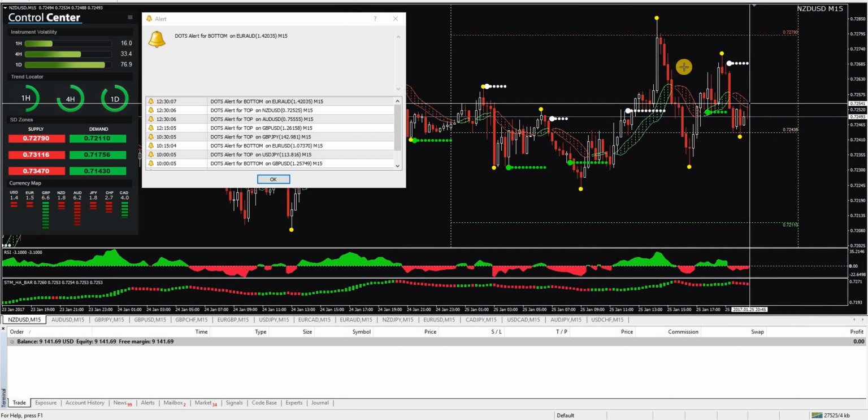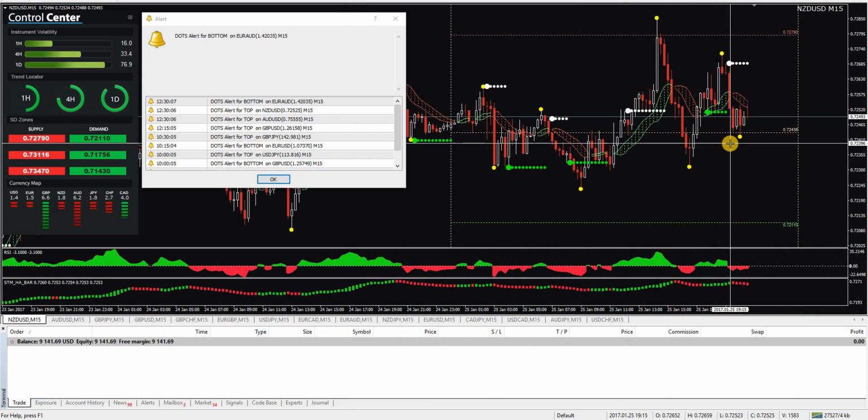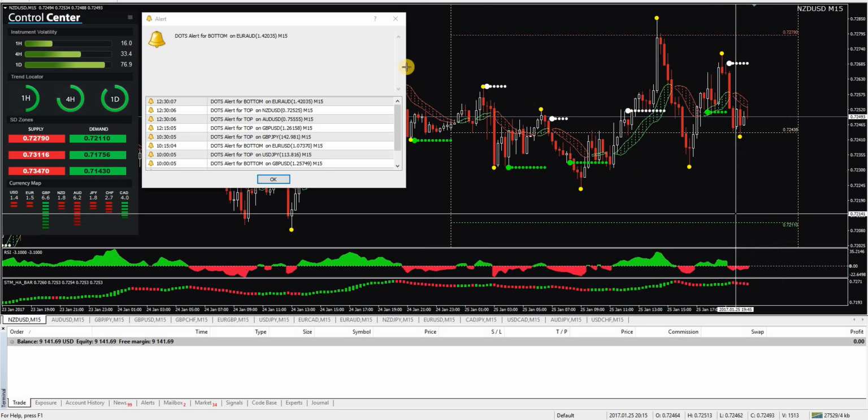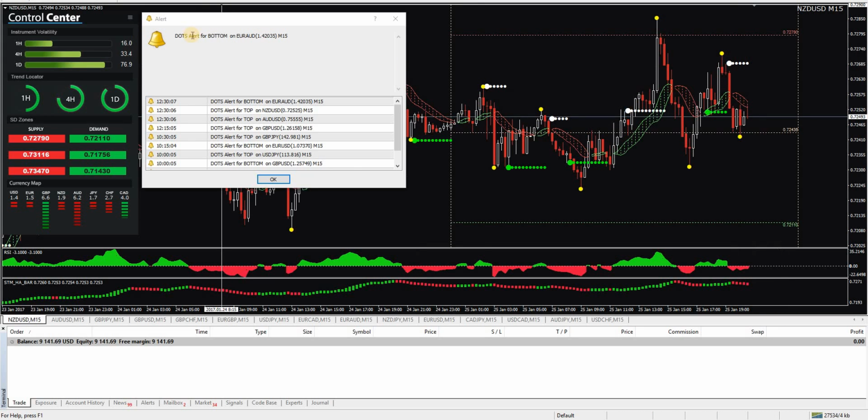Once we get an alert or we have a signal that's setting up, we'll get a pop-up with an alert, and that is what we can see here. Dot alert for bottom on Euro AUD. Let me see if I can find one. Some of them give us a bit more information. Here we can see RSI and HA bar confirmed setup on GBP Japanese yen.